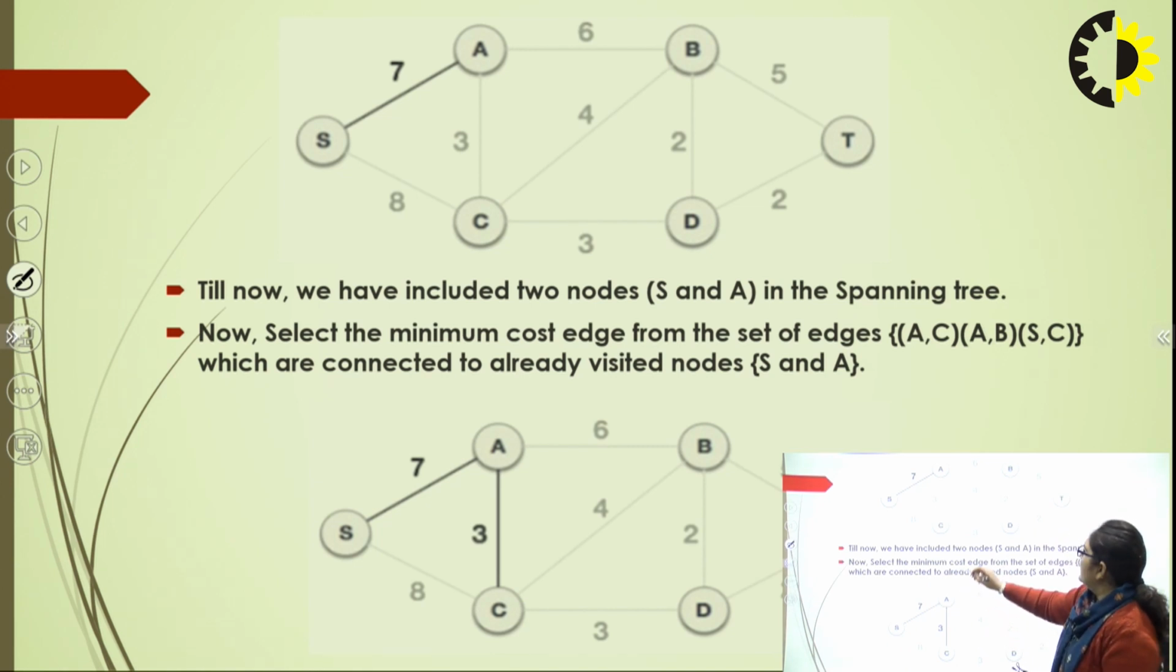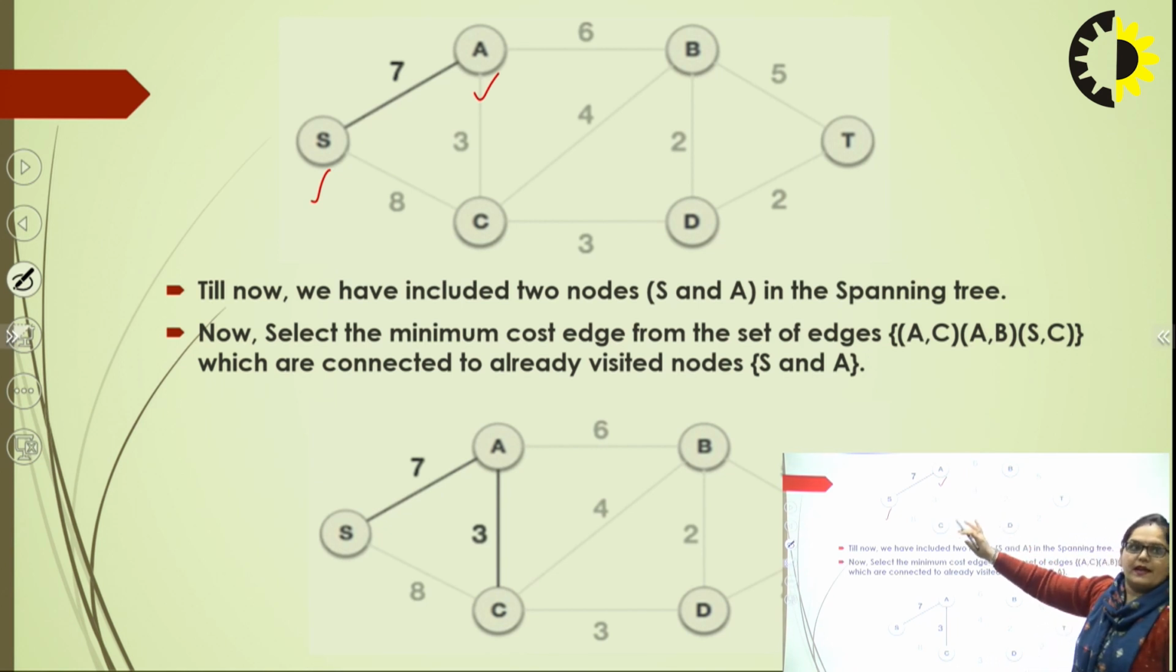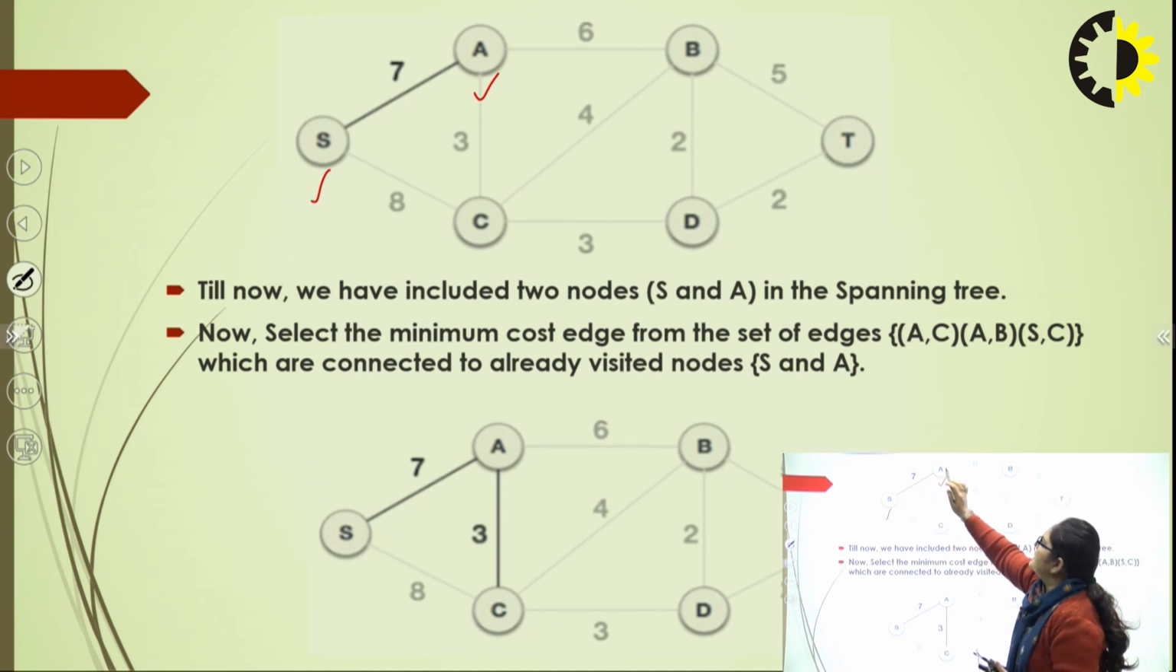Till now we have included the node S and node A. We have visited the node S and A of your graph. Now next, what are the options? We have two nodes S and A.